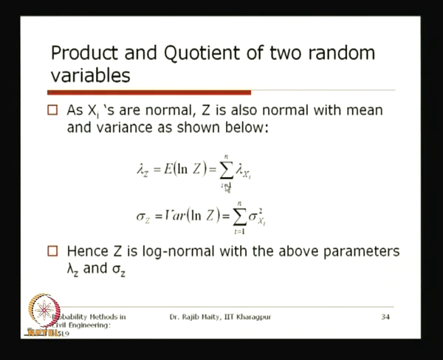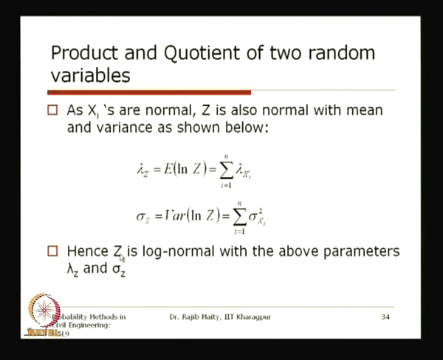Now the final parameter, lambda z, is equal to the expectation of the natural log of z, which is a summation of their individual means, the lambda xi, and sigma z is from their individual variances. So, this is the summation. No, this will be square, the sigma z square. Otherwise, you have to take the positive square root for both these expressions.